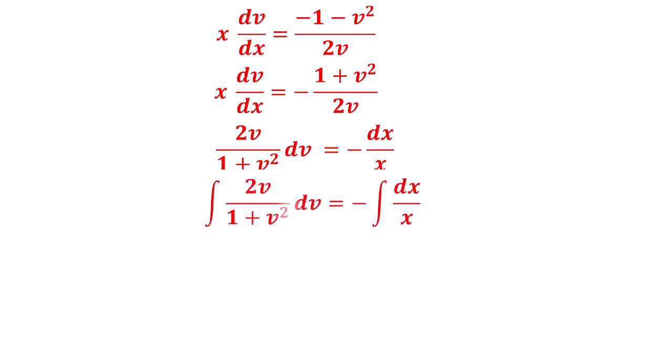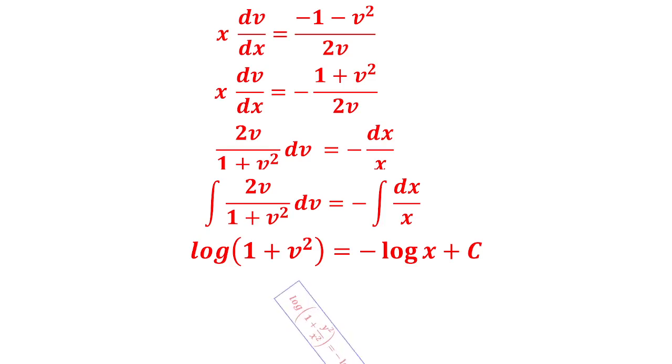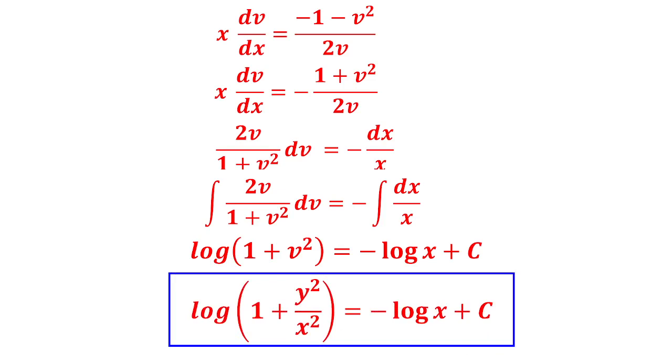Well, now we have to do integration. Left hand side integration is very simple. The numerator contains the differentiation of the denominator. Therefore, it is log of 1 plus v square. Right hand side, dx by x is log x. Now in these types of problem, you can take c as log c also. Otherwise, you can take c also. There is no issue. For now, I am replacing v by y by x. Now I got the answer.